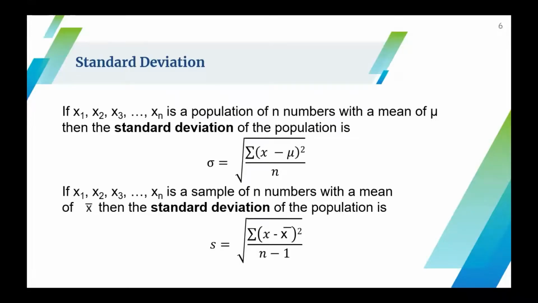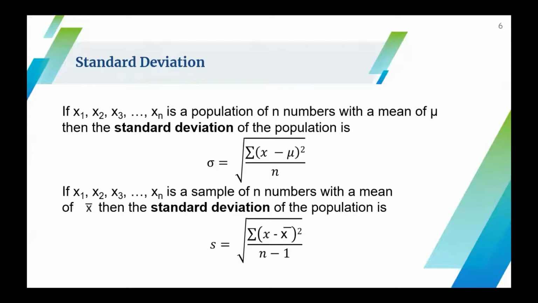If x1, x2, x3 up to xn is a population of n numbers with a mean of mu, then the standard deviation of the population is equal to the square root of the summation of the quantity x minus mu squared over n. However, if x1, x2, x3 up to xn is a sample of n numbers with a mean of x bar, then the standard deviation of the sample is equal to the square root of the summation of x minus x bar squared over n minus 1.